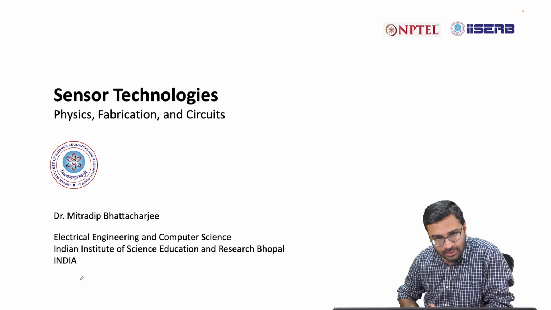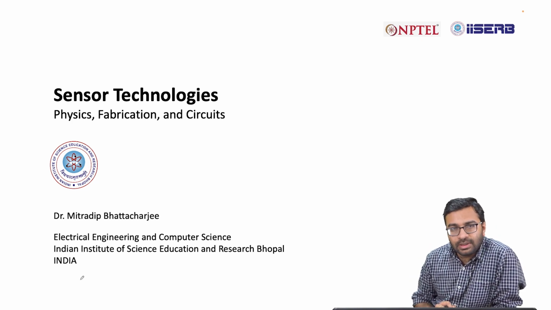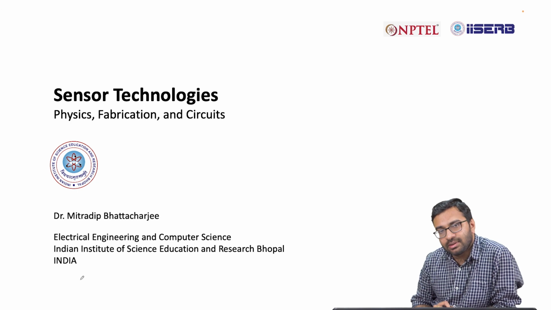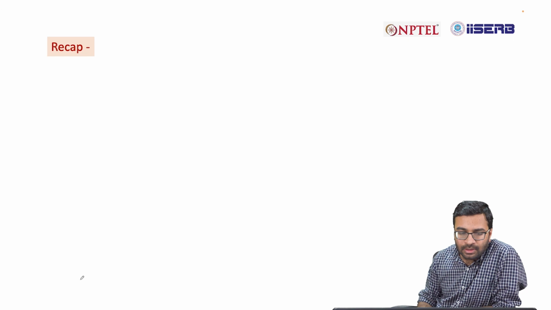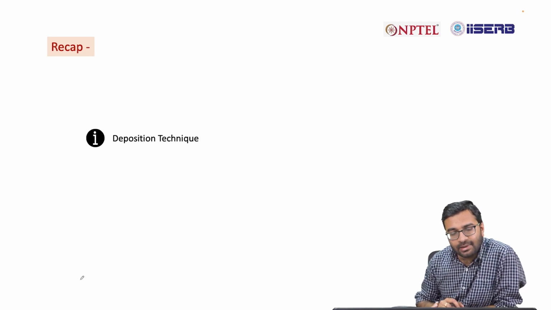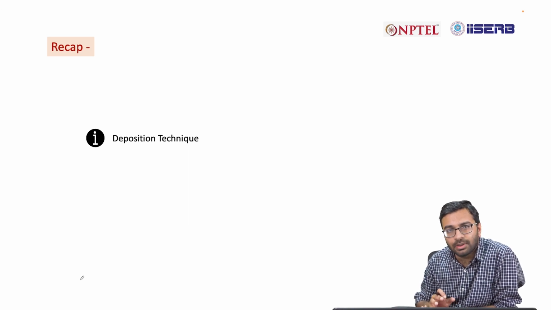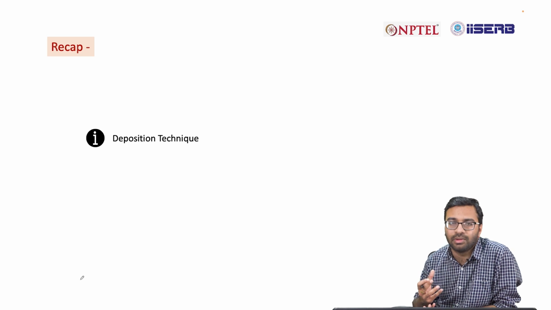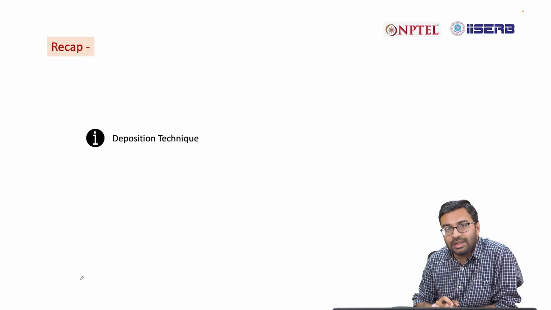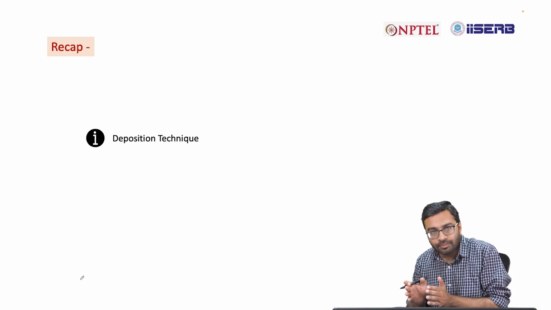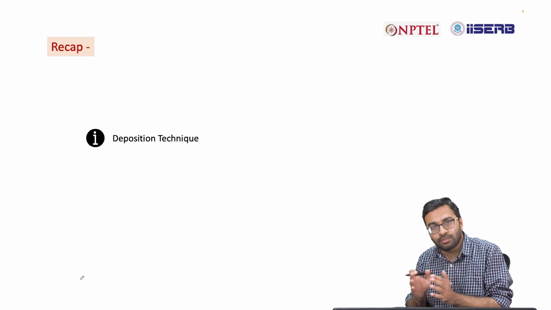Hello everyone. So, in the previous lecture we have discussed different CVD techniques, that is chemical vapor deposition techniques, and we also have seen that chemical vapor deposition has certain advantage over physical vapor deposition, and one of the major advantage is conformal deposition. If you have a pattern substrate, it has a better step coverage.